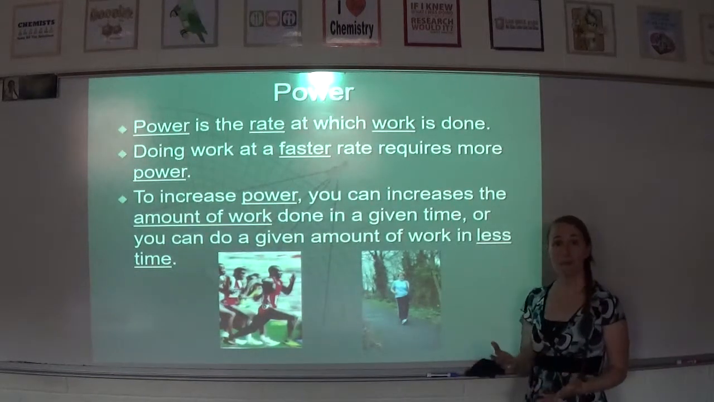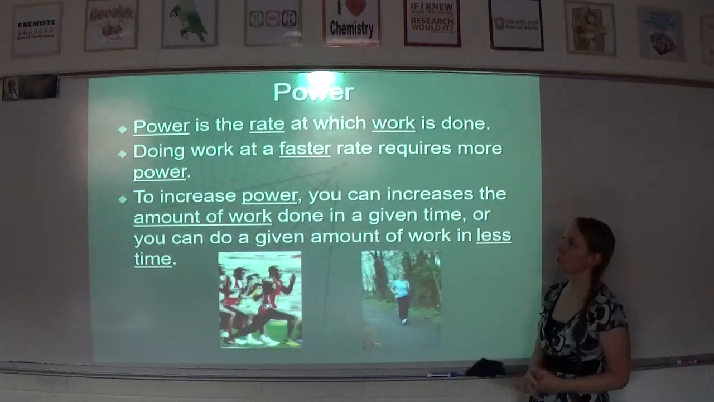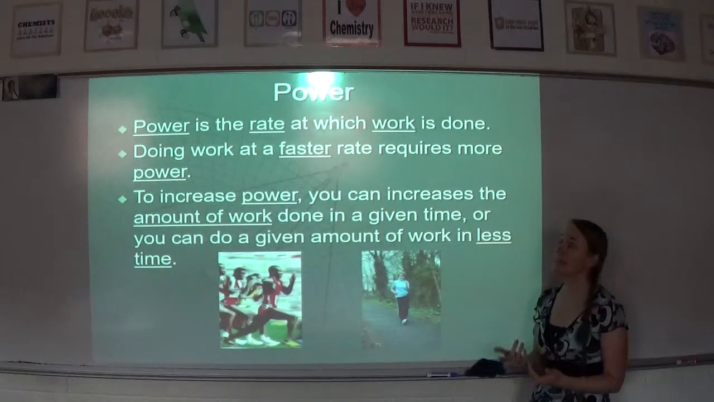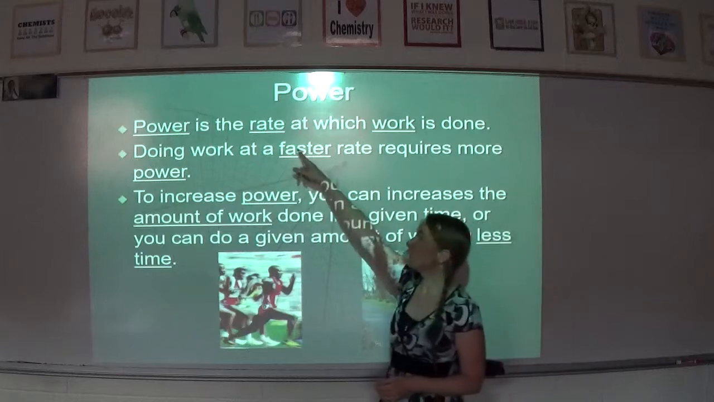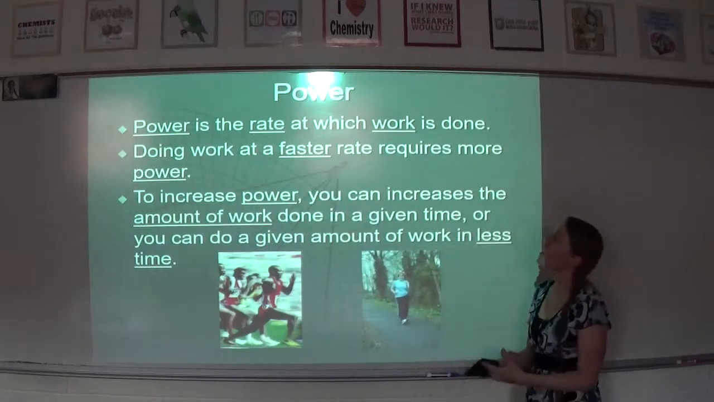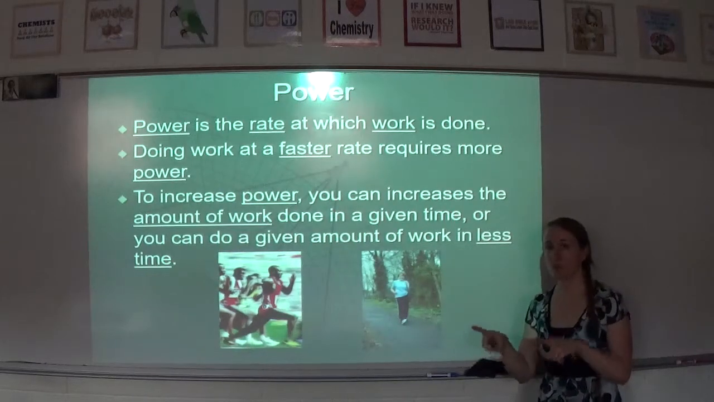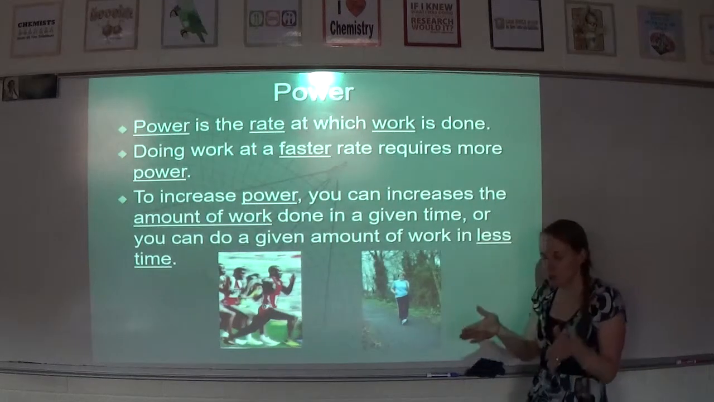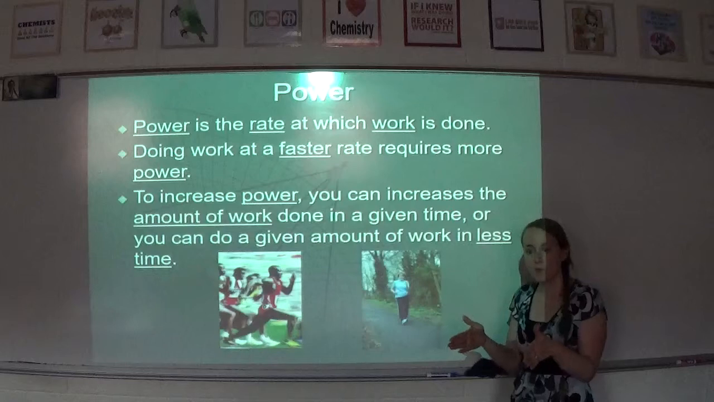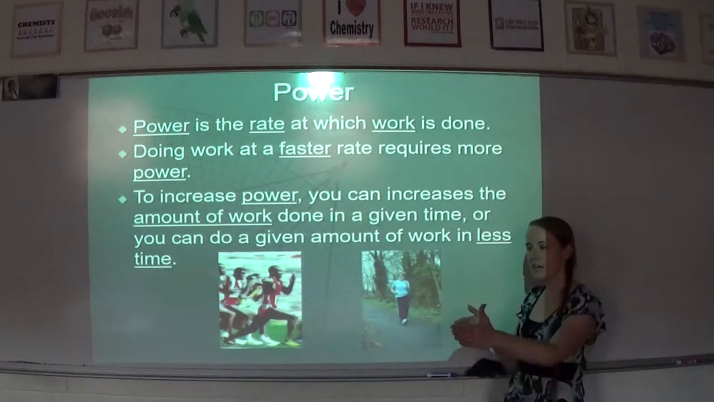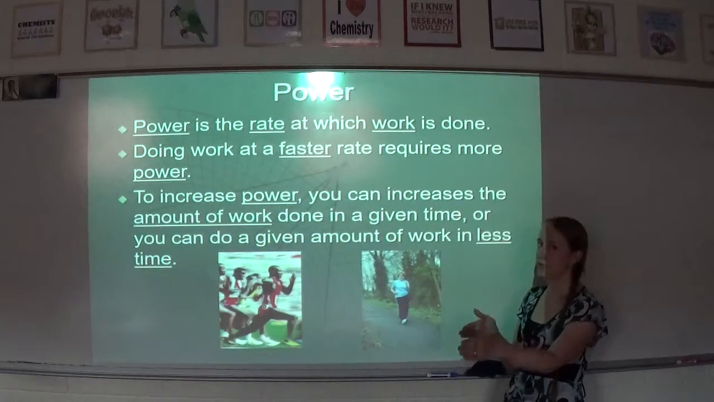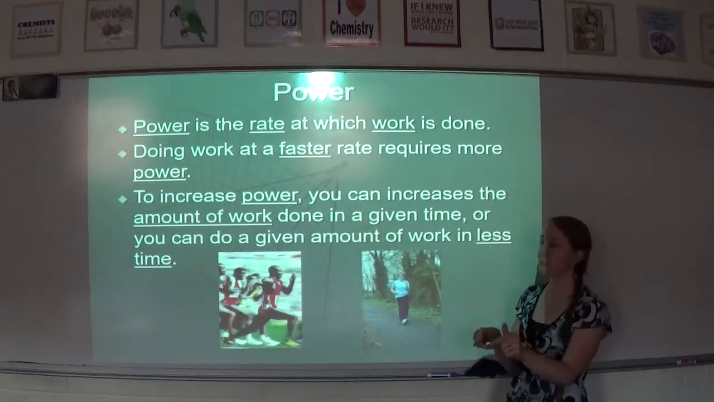So next, let's talk about power, and then we'll go back into the math a little bit more. So power is the rate at which you do work. Whenever something says rate, that means how long does it take you. So the rate at which work is done. Doing work at a faster rate requires more power. So two people could do the same amount of work, but if one of them does it faster, they were more powerful, even though they completed the same amount of work.